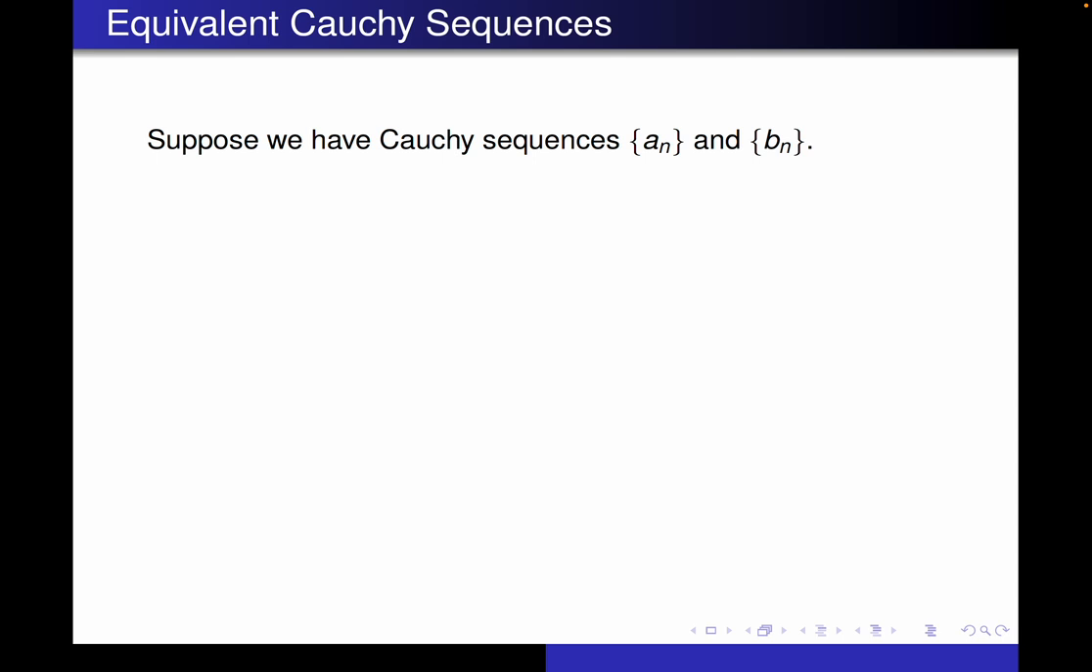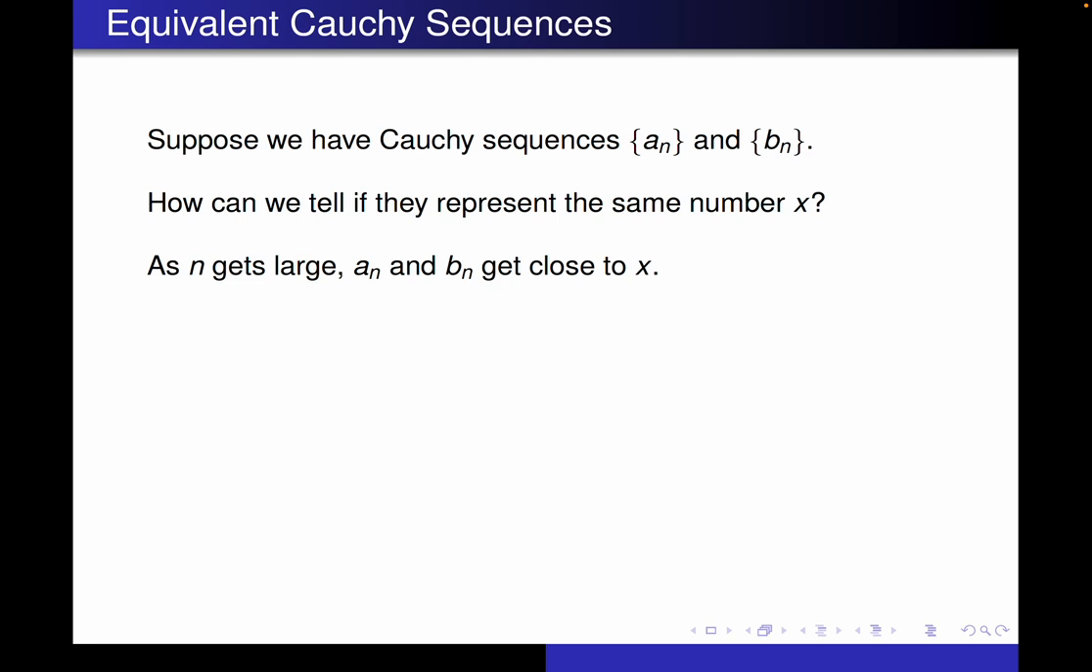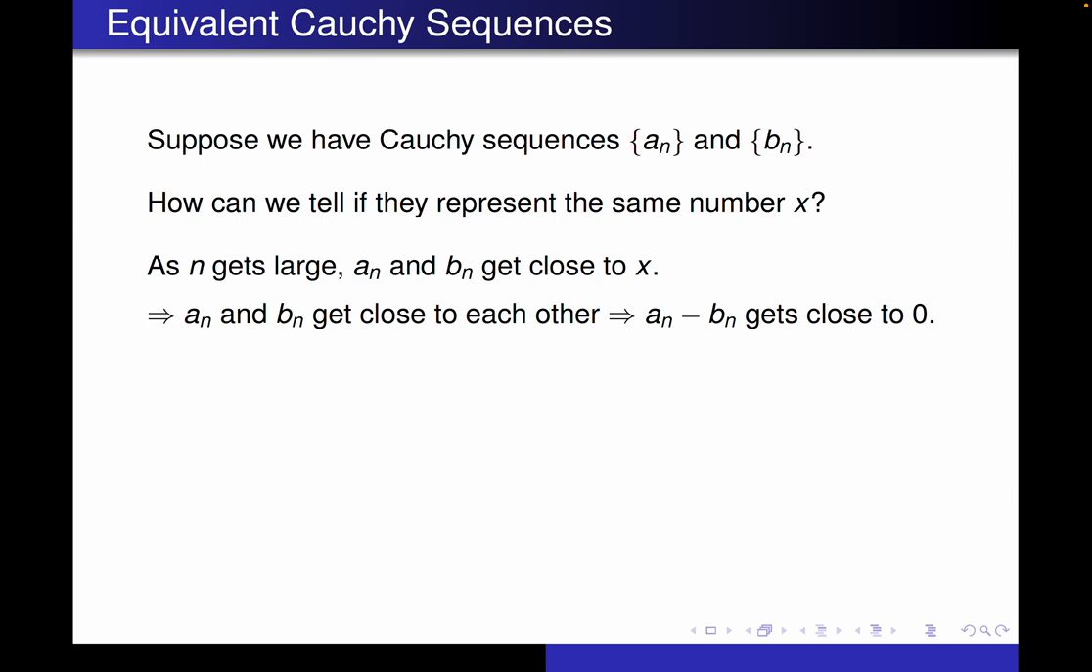So suppose we have Cauchy sequences a sub n and b sub n. The question is, how can we tell if they represent the same number x? Now, again, this isn't literal, this is kind of conceptual. Conceptually, when they represent the same number x, they both converge to x. So that means as n gets large, a_n and b_n should be getting close to x. But that also means that a_n and b_n are getting close to each other. And then if we look at the difference, a_n minus b_n should be getting close to 0. So that suggests the following test for equivalence.